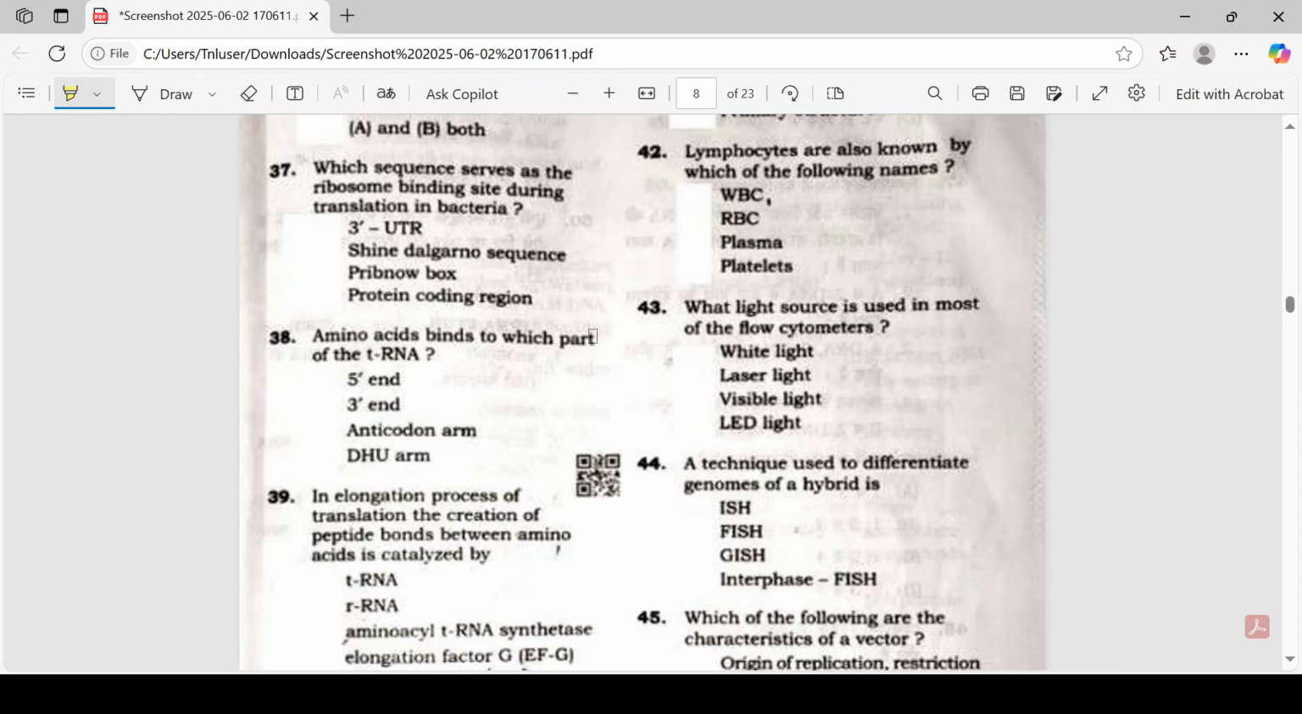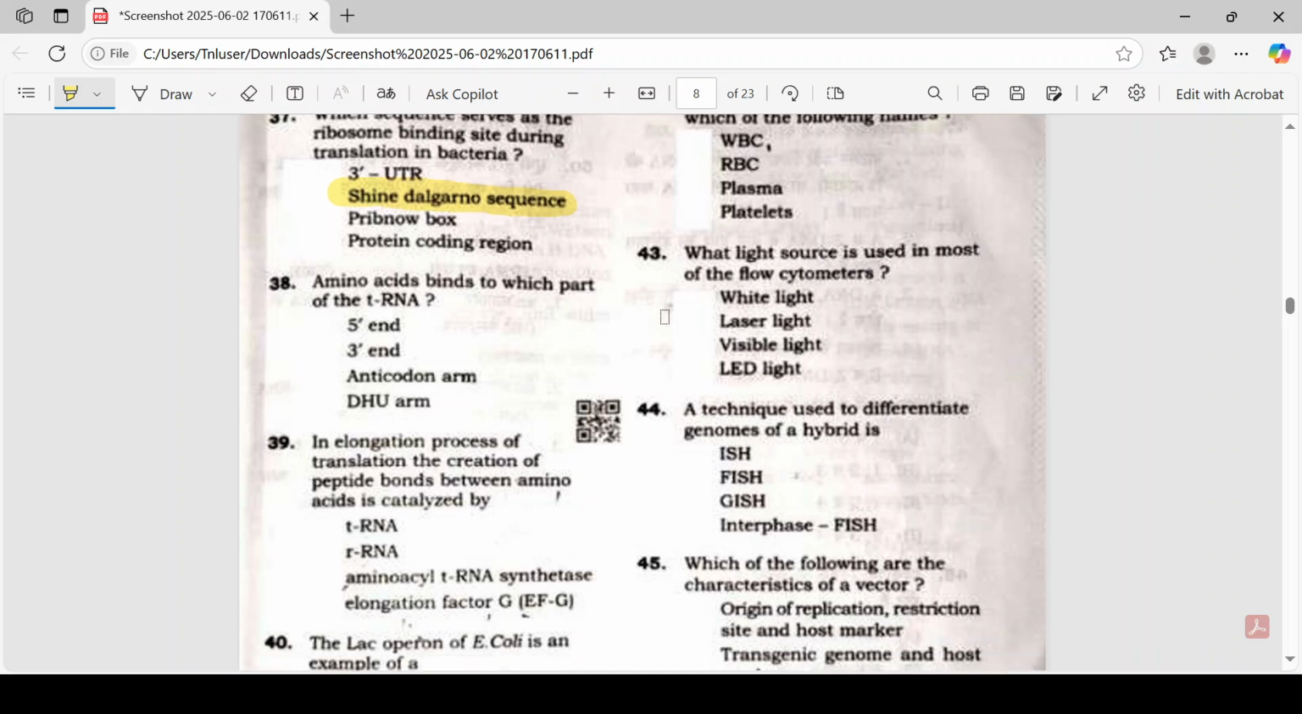Question 37. Which sequence serves as the ribosome binding site during translation in bacteria? So for this particular question, question number 37, the correct answer will be Shine-Dalgarno sequence. Everyone please make a note of it. Okay, this question is very, very important. It is associated with translation in bacteria, and this Shine-Dalgarno sequence is very, very important.